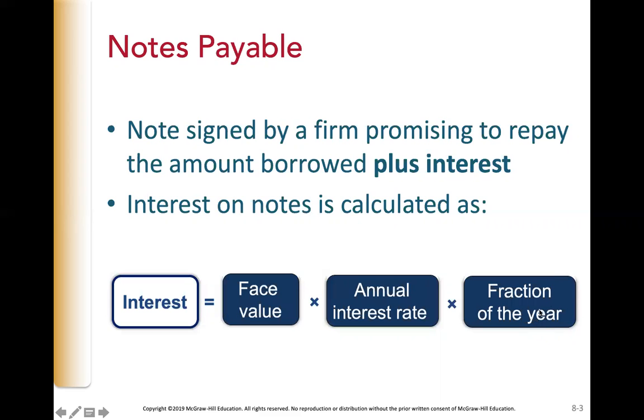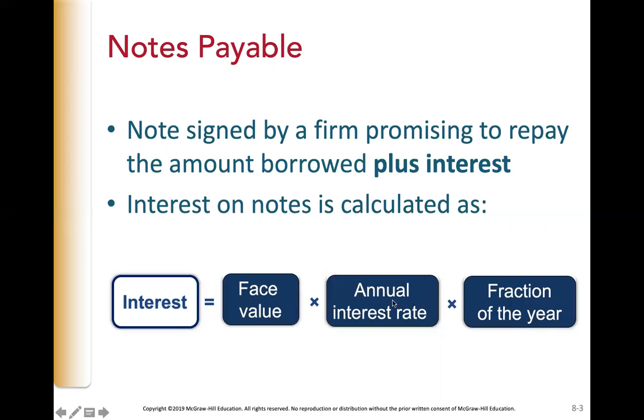Remember, we're talking about current liabilities in this chapter. So we're talking about notes that are going to be due within less than a year. It might be a 6-month note. It might be a 3-month note. So we've got to calculate the interest on less than a year.